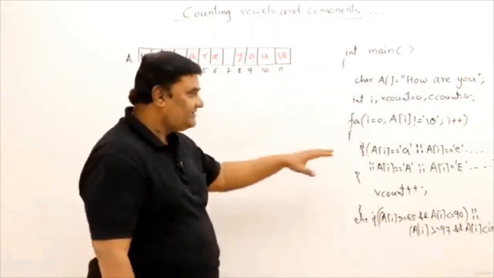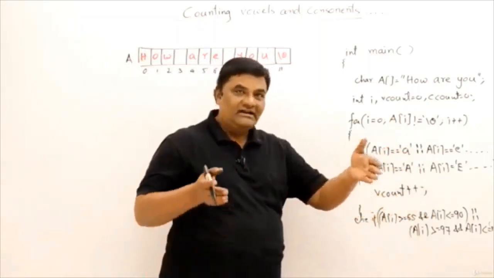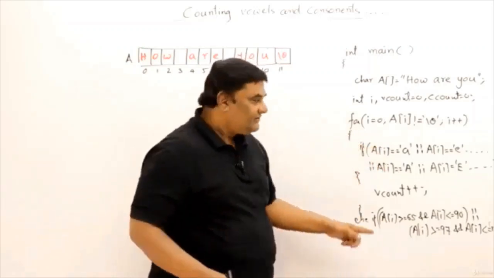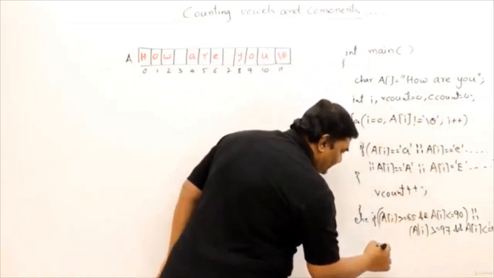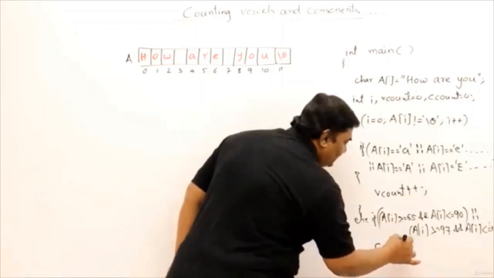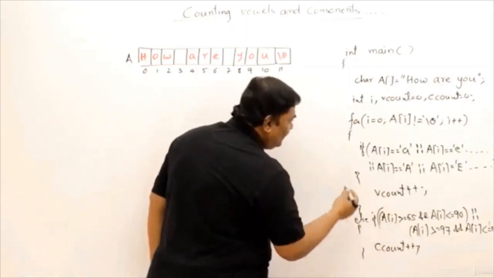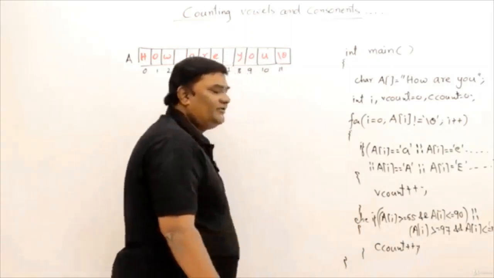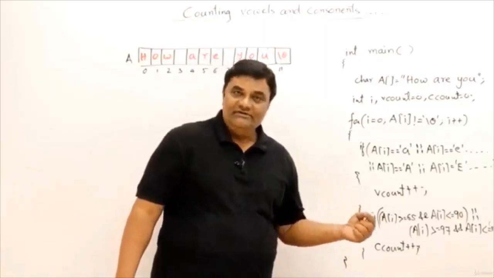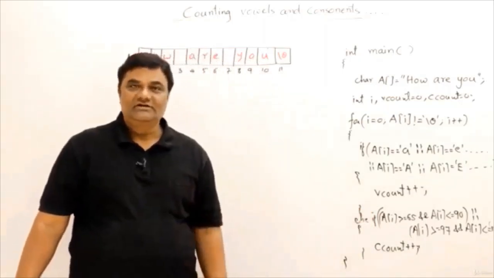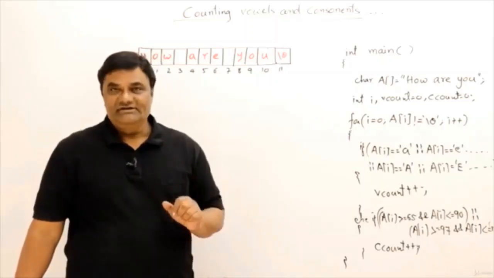See, already we have checked it is not among A, E, I, O, U. Then other than that, all other characters within that range are consonants. So I should check this range. If so, then I will say C count, that is consonant count, plus plus. Then after the end of the for loop, you know very well that you have to print the values of the vowel counter and consonant counter. So this is how you can count vowels and consonants.